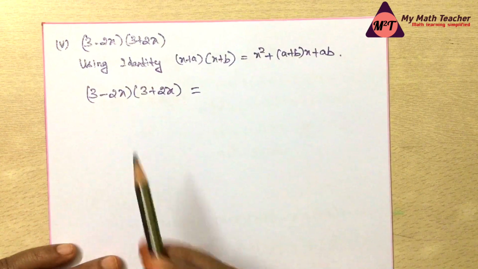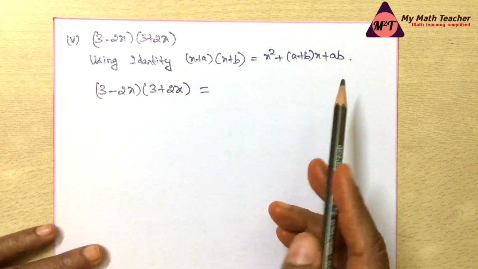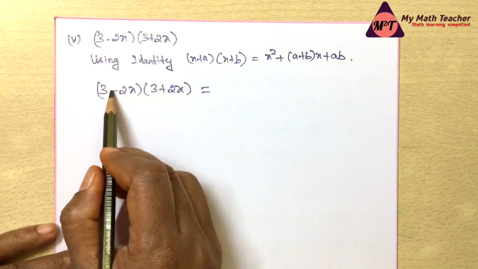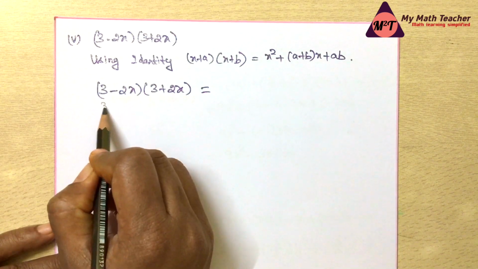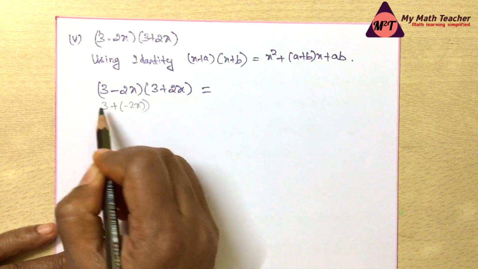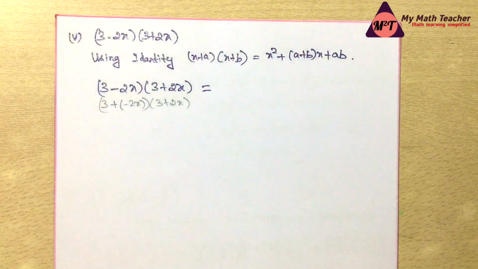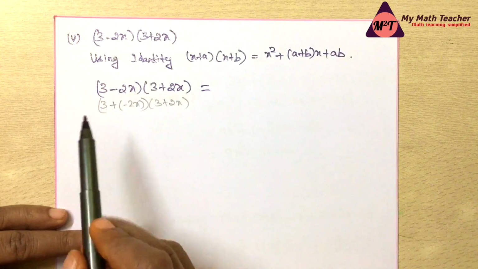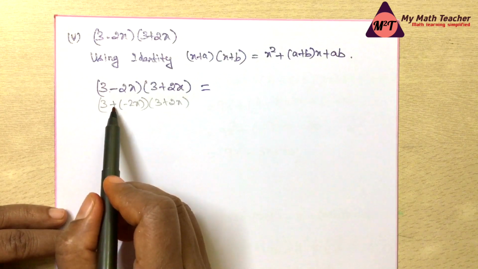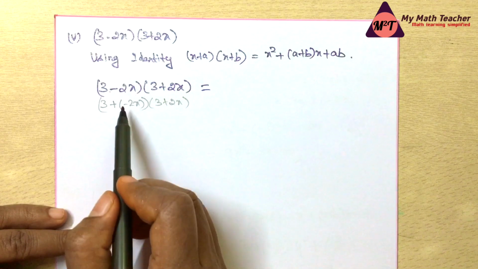Fifth subdivision is 3 minus 2x into 3 plus 2x. We are going to use this identity, 3 minus 2x. Here you can notice in the place of a we have got negative sign. So you can rewrite this as 3 plus minus 2x like the previous ones. Okay. So we can notice from the given question 3 minus 2x. So how can we convert it? It should be x plus a form. So 3 plus, inside the bracket it is minus 2x.